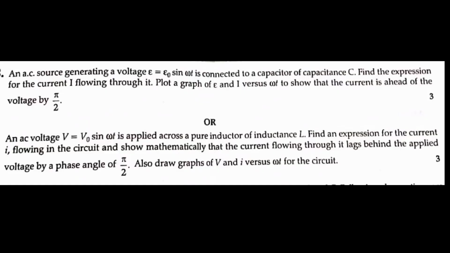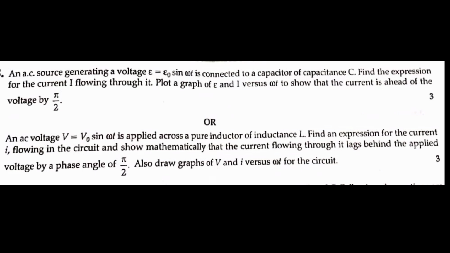Now we can move to the next question. Next is also a 3-mark question. The question is, an AC source generating a voltage E is equal to E0 sin omega t is connected to a capacitor of capacitance C. Find the expression for the current I flowing through it. Plot a graph of E and I versus omega t to show that the current is ahead of voltage by pi by 2.